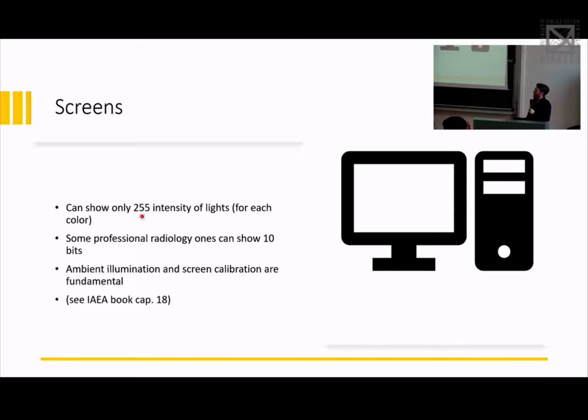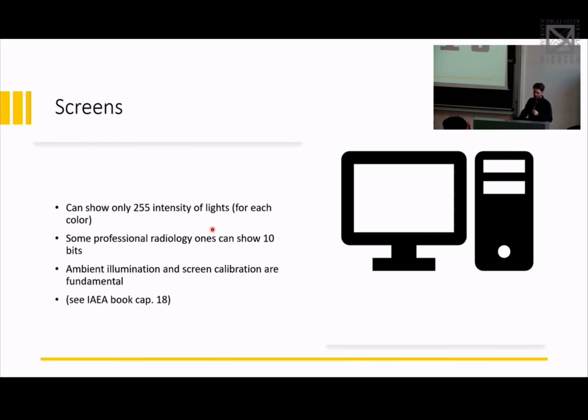And a screen can only show 255 intensity levels for each color. Some professional radiology monitors can have 10 bits of resolution. Therefore, the ambient illumination of the room where the reading is being done is fundamental. Together with the screen calibration, you actually need to certify the response of the screen, and it needs to be certified every couple of months.